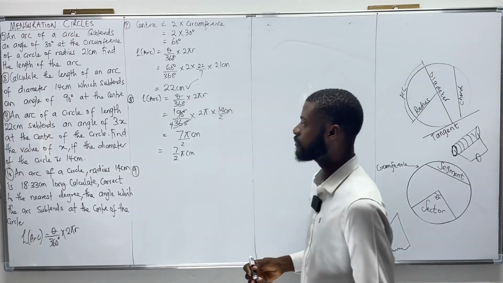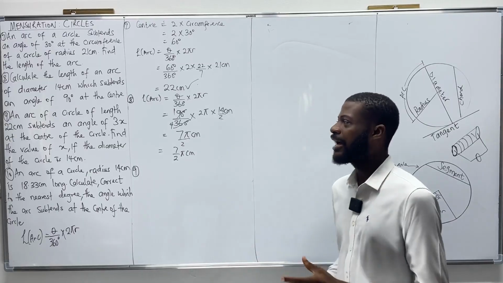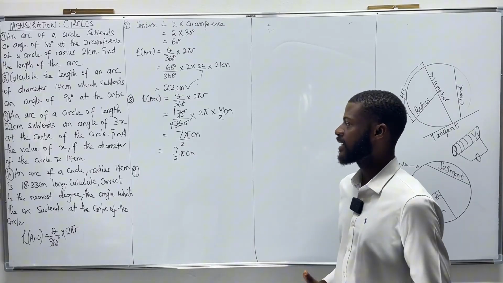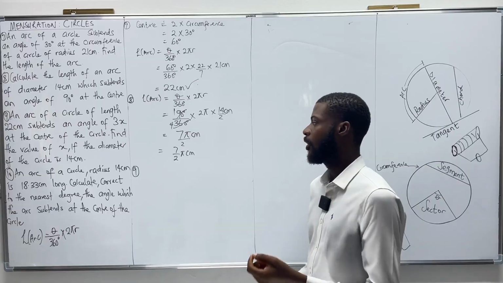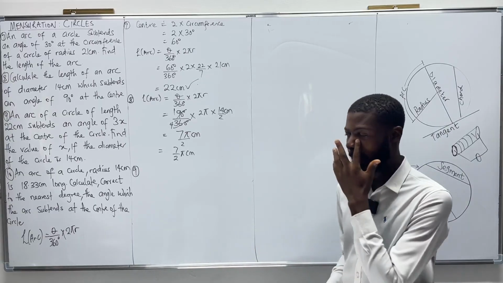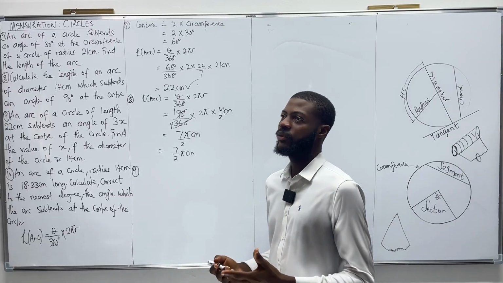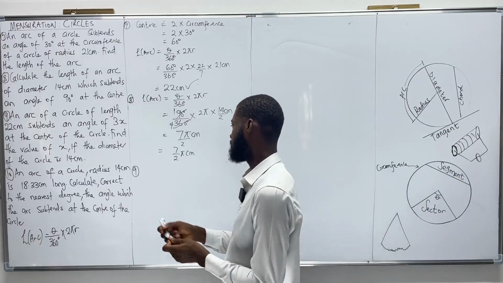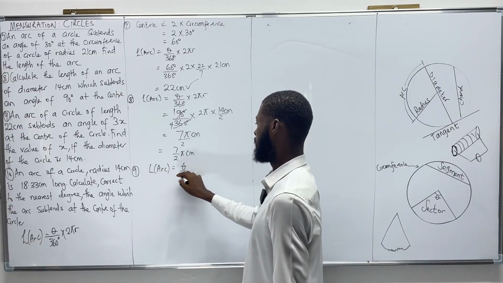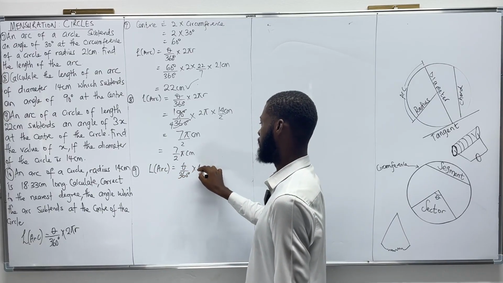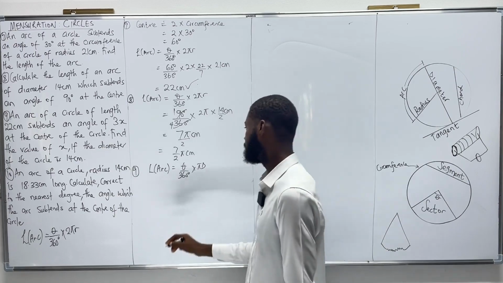Number 9. An arc of a circle of length 22 cm subtends an angle of 3x at the center of the circle. Find the value of x if the diameter of the circle is 14 centimeters. Okay, of course, there are different ways to solve this problem. The question is asking you to find the value of x. Length of an arc is theta over 360 degrees times pi d. I just put in pi d because this has diameter.